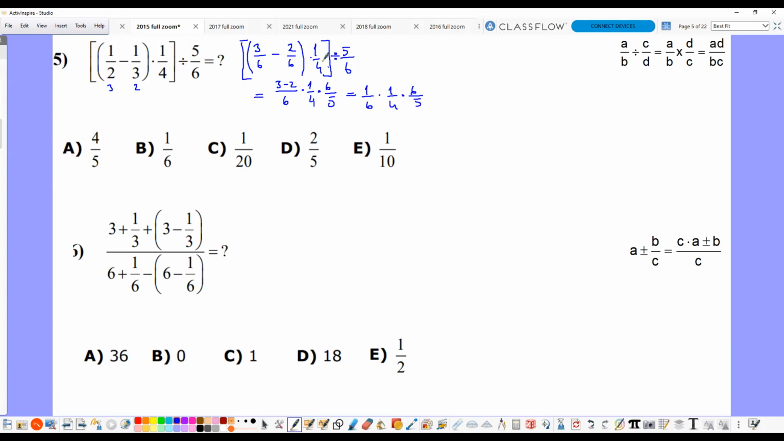I get rid of the parentheses because when all the operations are multiplication, there is no need to use the parentheses. And 1 over 6 times 1 over 4 times 6 over 5 is equal to 1 times 1 times 6 divided by 6 times 4 times 5. You can simplify the 6s here, this 6 and this 6, and you will get 1 and 1. It's going to be equal to 1 times 1 times 1, which is 1, and the denominator is 1 times 4 times 5, which is 20. So the answer is C, which is 1 over 20.